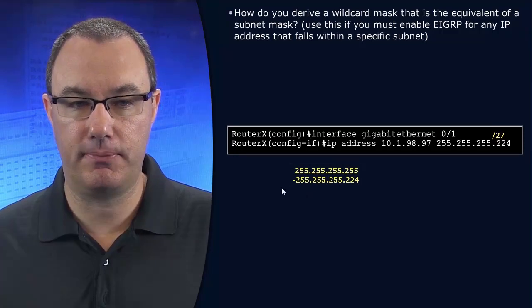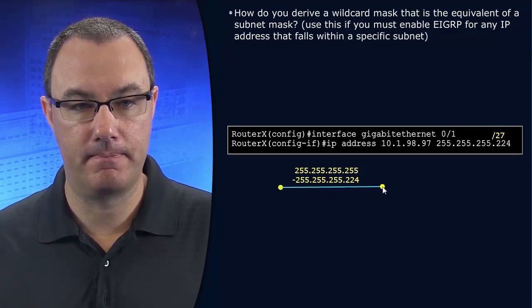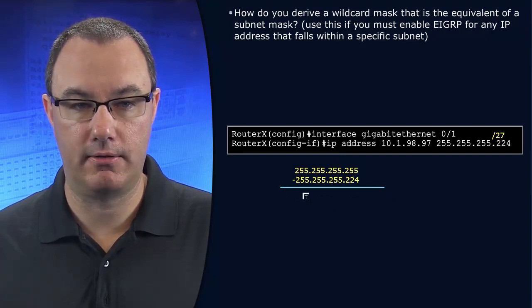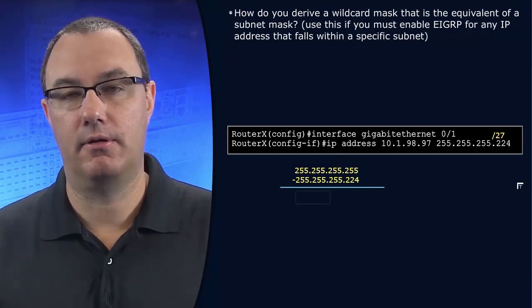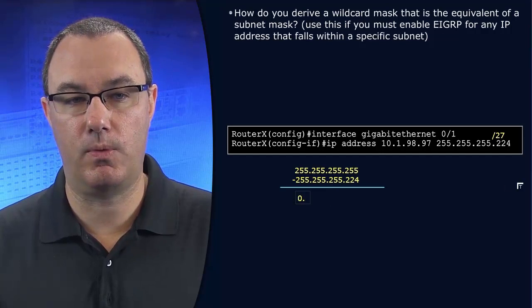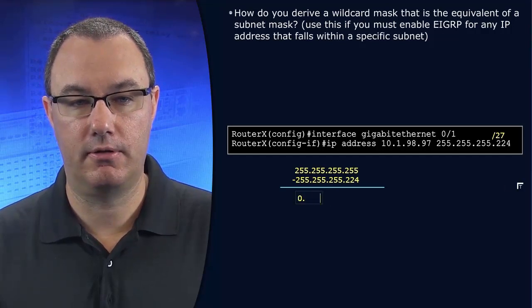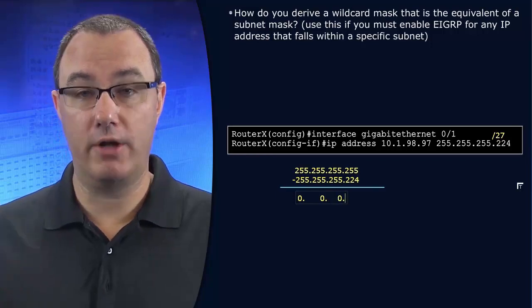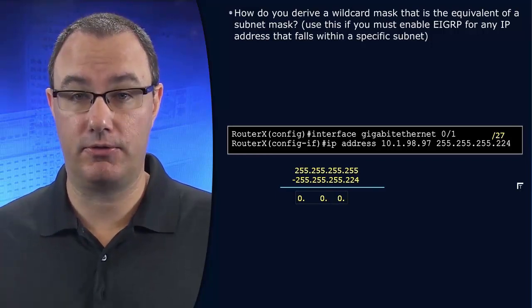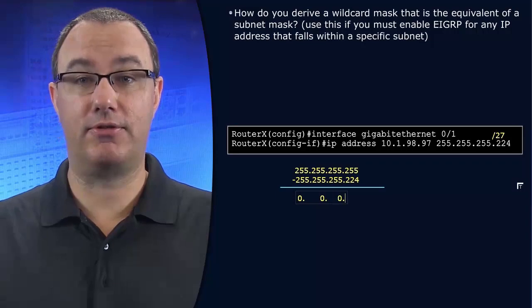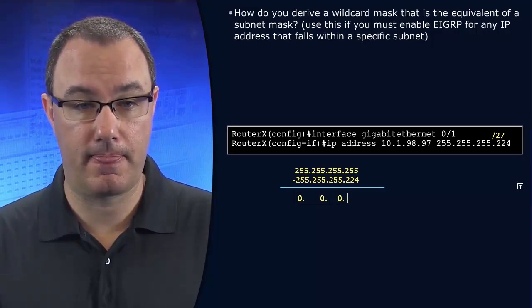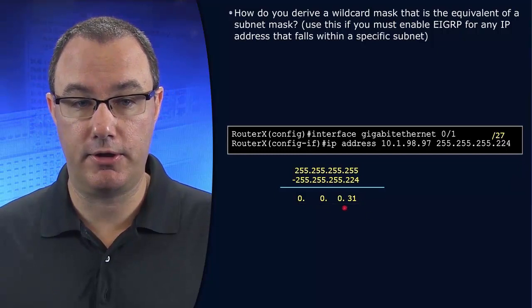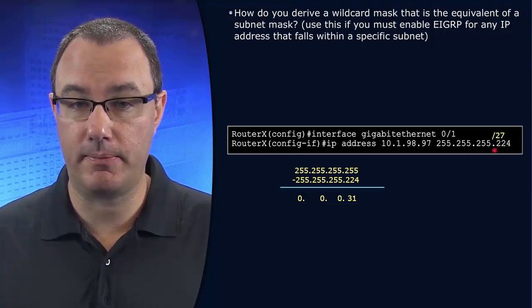And so if we do this math, what we're going to find is that our wildcard mask, and a wildcard mask is where the ones of the subnet mask become zeros, and the zeros of the subnet mask become ones. This would be the equivalent wildcard mask for this subnet.